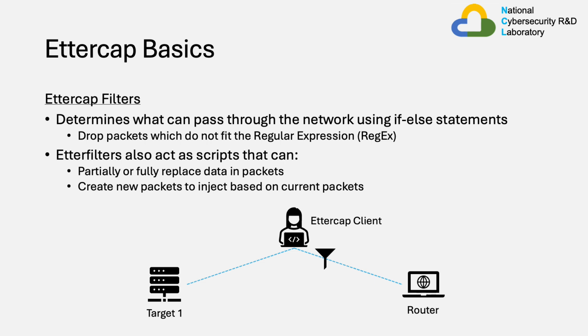Ettercap filters allow us to monitor and restrict the traffic flowing through. This can be done using simple if-else statements that are written like C code. More information and functions can be found on the Etterfilter man page. One such use case is to drop all packets if they fit the regular expression (regex) stated in the Etterfilter. These Etterfilters are also more than just filters, they are scripts as well. They can partially or fully replace data in the packets, as well as create completely new packets to inject based on the current traffic.